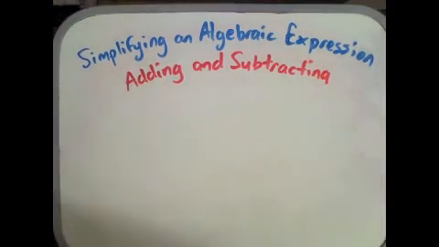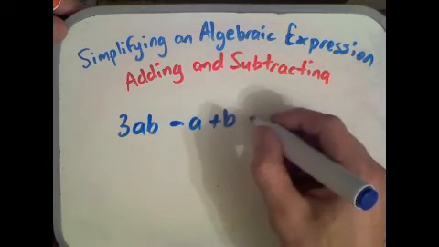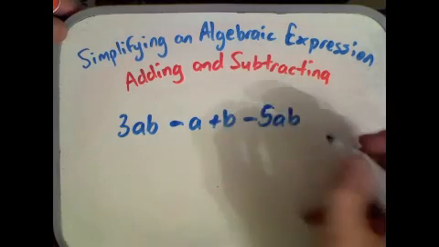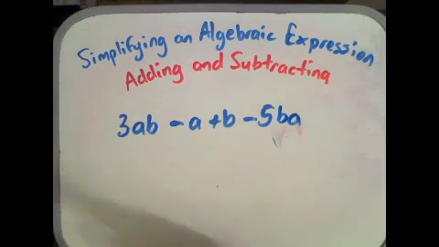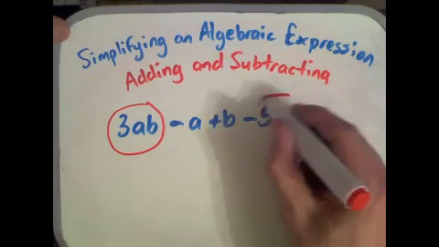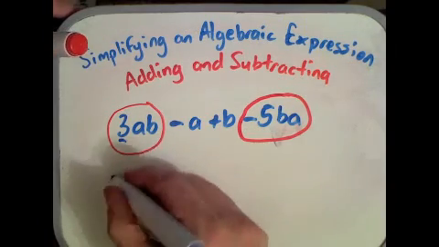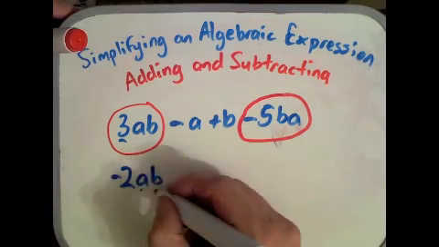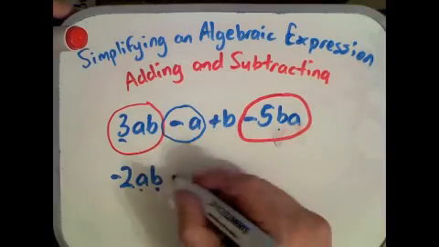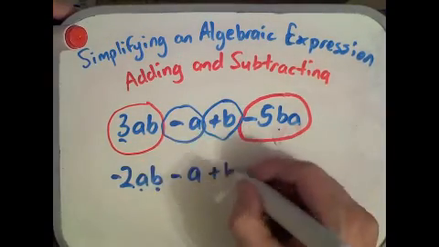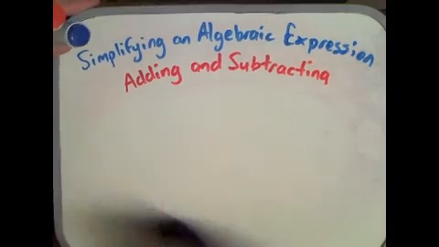Alright, so let's look at another example there. 3ab minus a plus b minus 5ab. Now, ab can also be written as ba, so it means the same thing. So let's look at this. 3ab minus 5ba is simply negative 2ab. So it's the same thing. We can subtract those because they are the same. And on the end there, we want to tag minus a plus b. Two different terms there tagged on at the end.